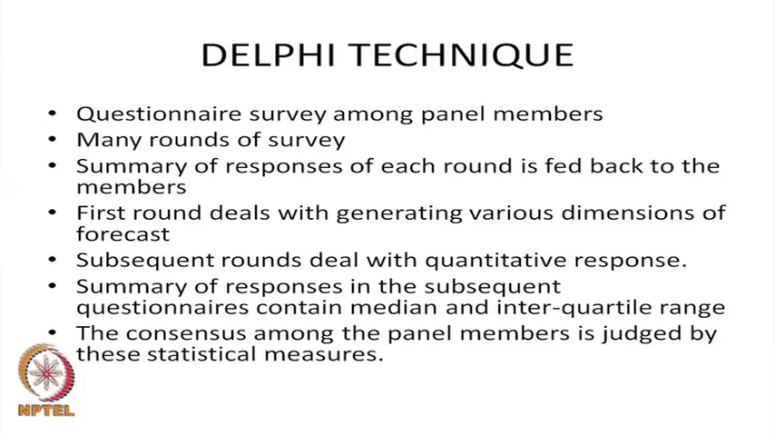It has the advantage that a senior member of a panel cannot influence or bias the opinion of a junior member, yet they can have interaction. They have a chance to change their opinion because of the multiple rounds of questionnaire survey. Anonymity is maintained, nobody knows who the other members are. Therefore, the estimates are unlikely to be biased.